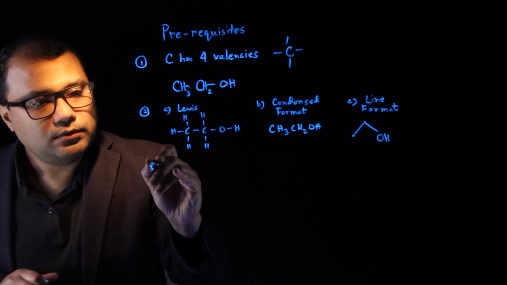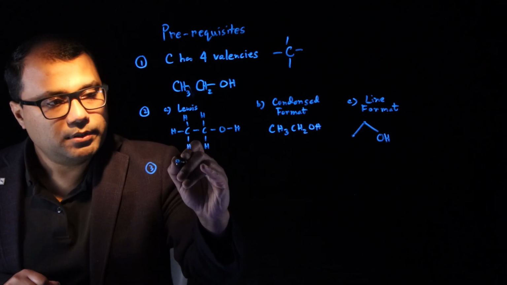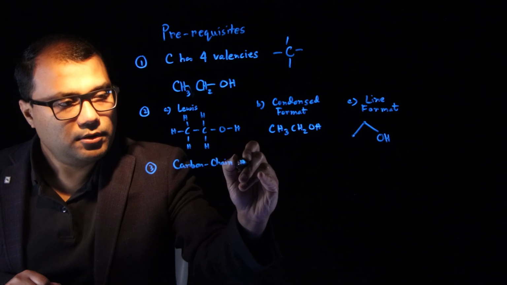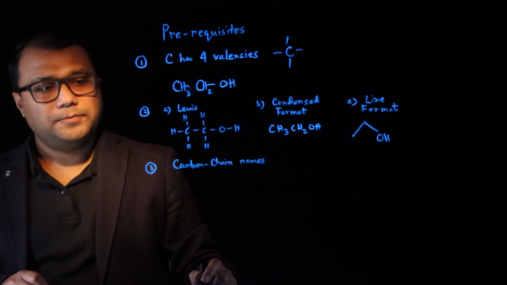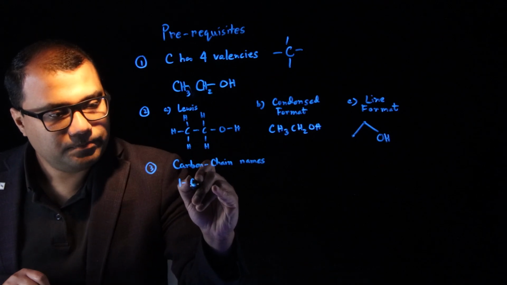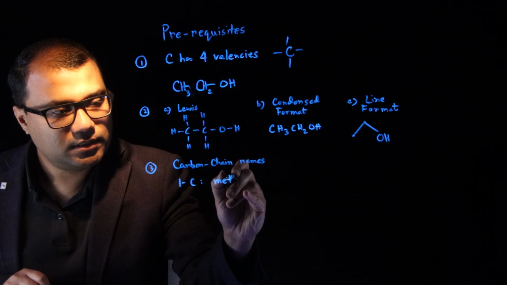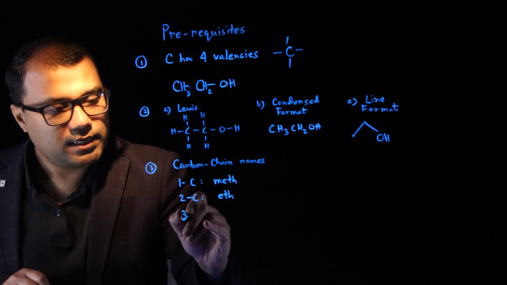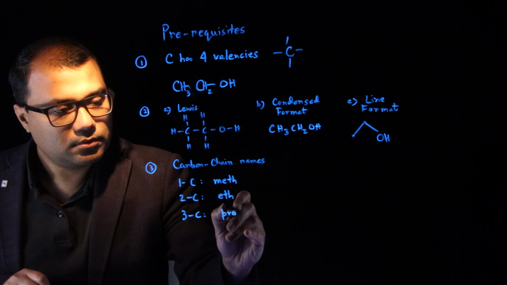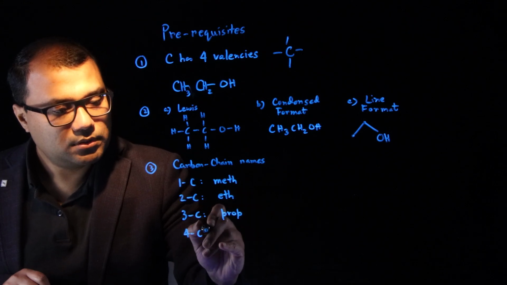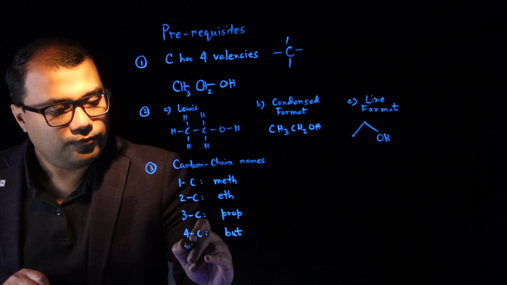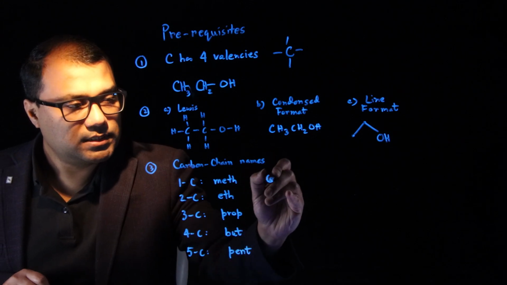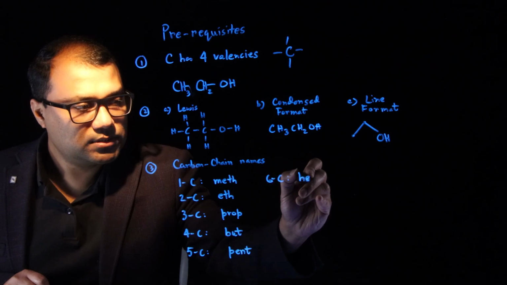All right. Number three we should remember is carbon chain names based on how many carbon atoms are there. So if it has one carbon atom, then the name will start with meth. Two carbon atoms, the name will start with eth. Three carbon atoms, prop. Four carbon atoms is but. Five carbon atoms is pent. Six carbon atoms is hex.